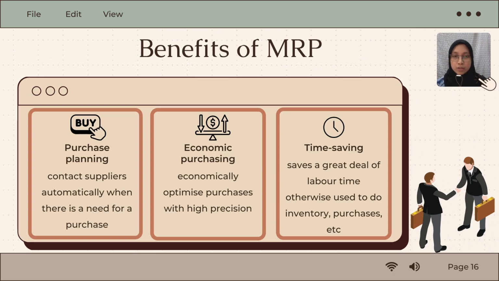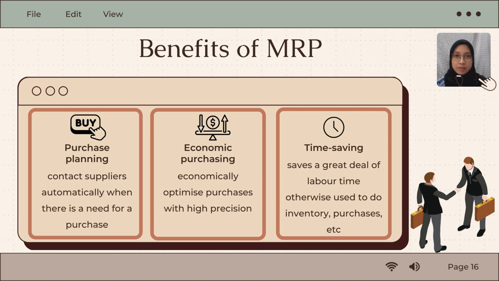Second is economic purchasing. The method considers the quantity and cost of materials required, as well as the cost of shipping, storage, and transportation to determine the most cost-effective purchase to meet demand. MRP systems accurately and cost-effectively optimize purchases, saving the producer money on wasteful purchases.